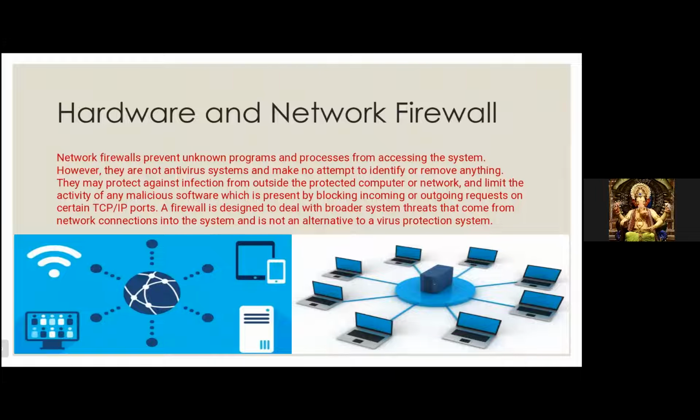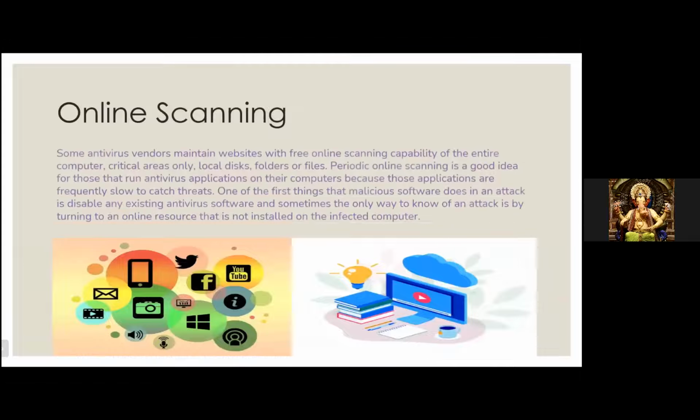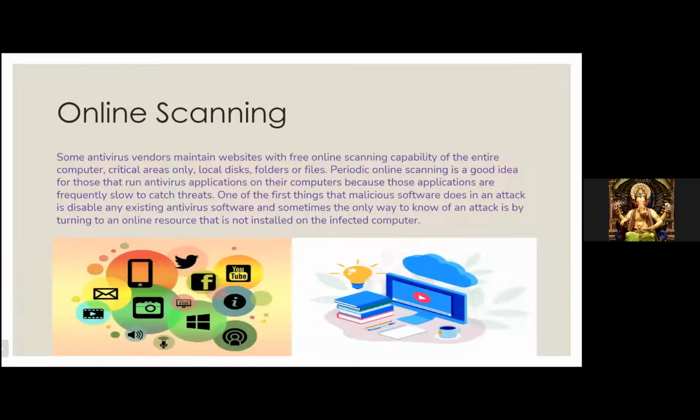Now the second type is online scanning. Some antivirus vendors maintain websites with free online scanning capability of the entire computer in critical areas, local disk, and in folders or files. Periodic online scanning is a good idea for those that run antivirus applications on their computer, because those applications are frequently slow to catch threats. One of the first things that malicious software does in an attack is disable any existing software and antivirus software, and sometimes the only way to know of an attack is by turning to an online resource that is not installed on the infected computer.